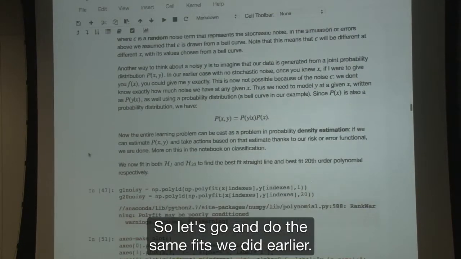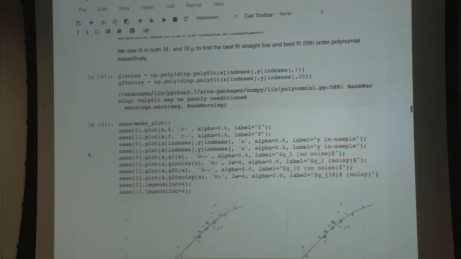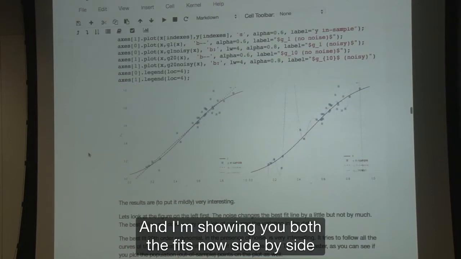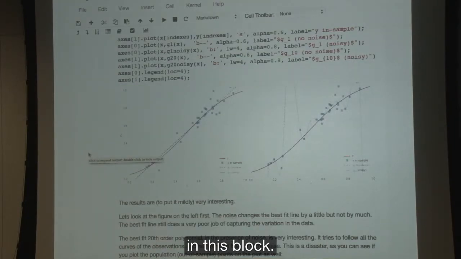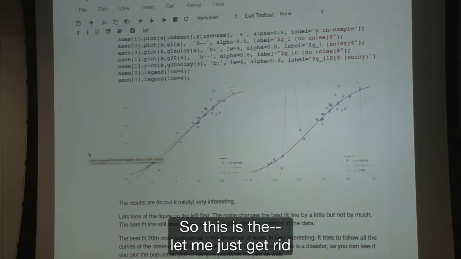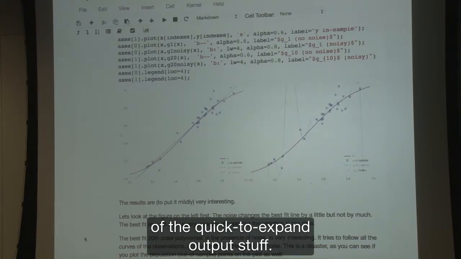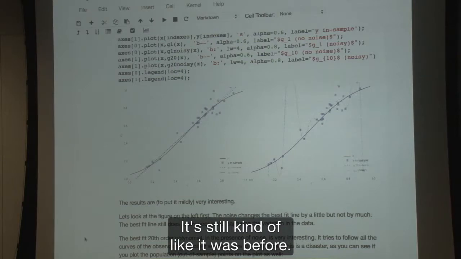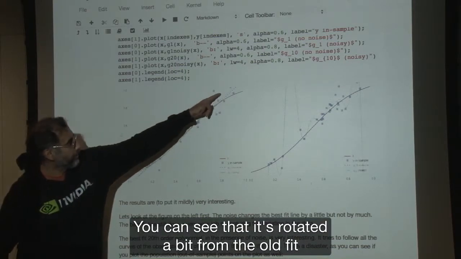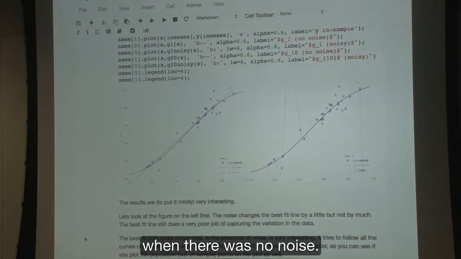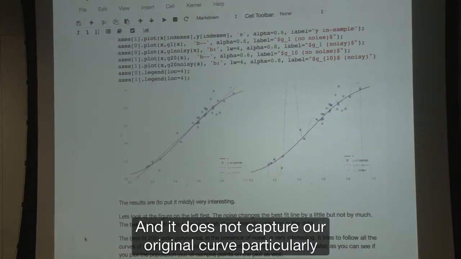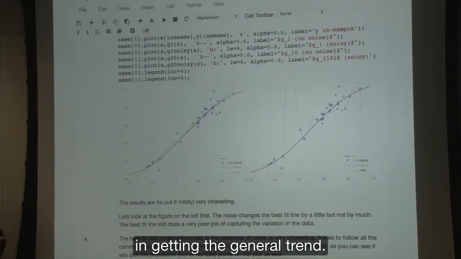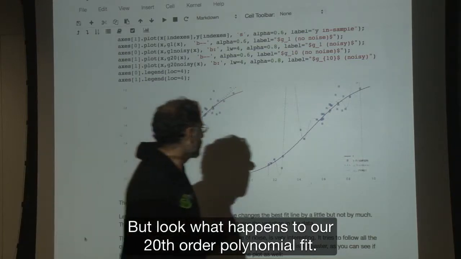So let's go and do the same fits we did earlier. And I'm showing you both the fits now side by side in this plot. This is the straight line fit that we have to this data. Okay. It's still kind of like it was before. There's a slight rotation. You can see that it's rotated a bit from the old fit when there was no noise. And it does not capture our original curve particularly well, but it doesn't do a bad job in getting the general trend. But look what happens to our 20th order polynomial fit.